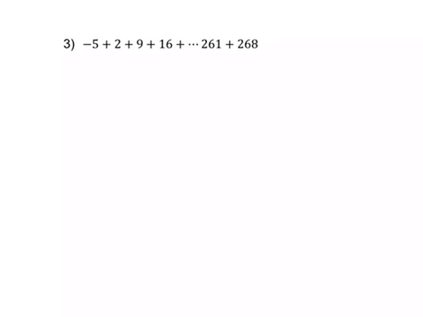Okay, so my third exercise, again, I'm going to check if I have an arithmetic series by checking the difference, right? So 2 minus -5 equals 7. 9 minus 2 equals 7. 16 minus 9 equals 7, right? And 268 minus 261 equals 7. I'm not checking up here because I don't know those numbers right there. Okay, so I know that this is an arithmetic series, right?